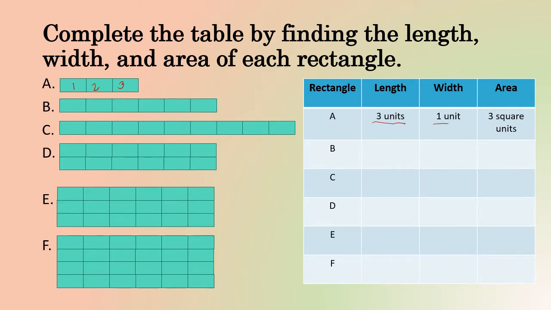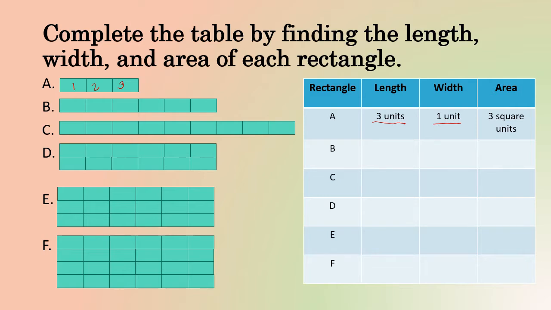How about the width? Kapal. So, tumutukoy ang width sa kapal, which is meron lang siyang isa or 1 unit. And then, for the area, we will just multiply 3 times 1, or yung lahat ng unit, which is 3 times 1 is 3. And then, since unit multiply by unit, that is square unit. So, laging may square unit ang ating area.